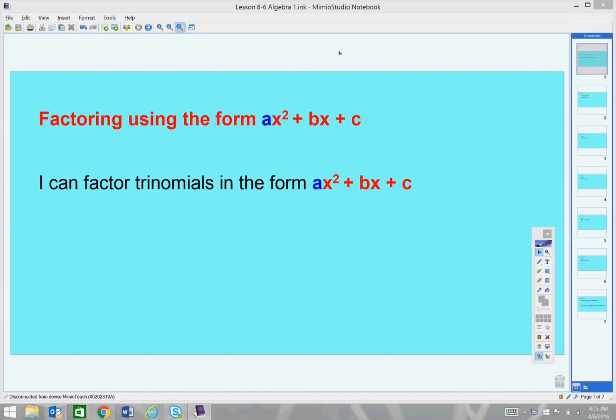Here we are, section 8.6, factoring using the form ax squared plus bx plus c. I can factor trinomials in the form of ax squared plus bx plus c. All right, so let's get started here. I'm all caffeinated up and ready to do this.